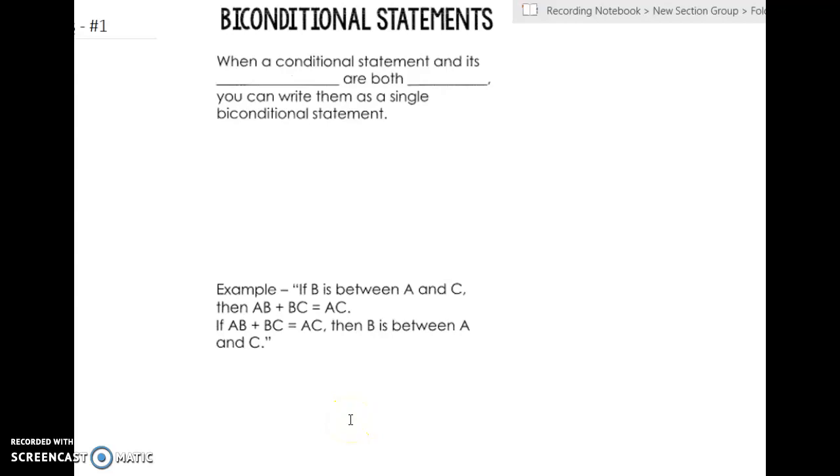Hey guys, we are going to do the biconditional foldable. So you have a front and then you have kind of like two backs from that. So get the sheet that looks like this.